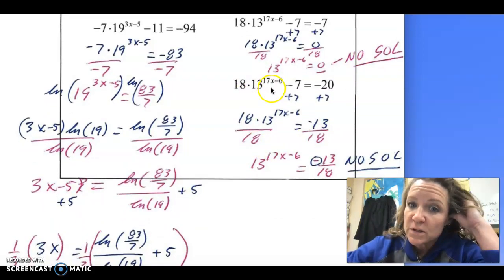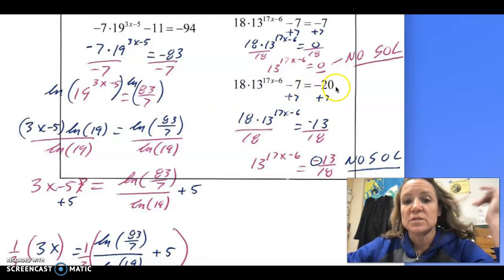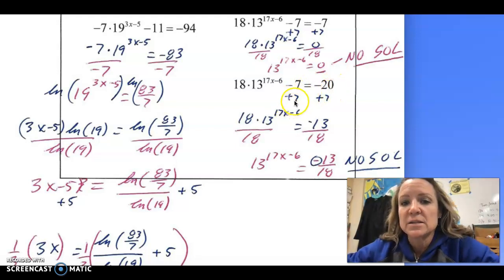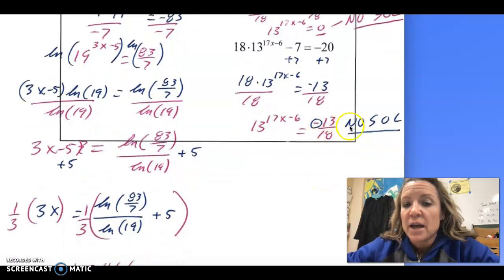All right, this one is very similar. 18 times 13 to the power of 17x minus 6, minus 7 equals negative 20 in this case. So we add the 7, which gets us negative 13 over here. Divide both sides by the 18. That gets us 13 to the power of 17x minus 6, and so we end up with negative 13/18 over here. And so we're just going to say no solution.